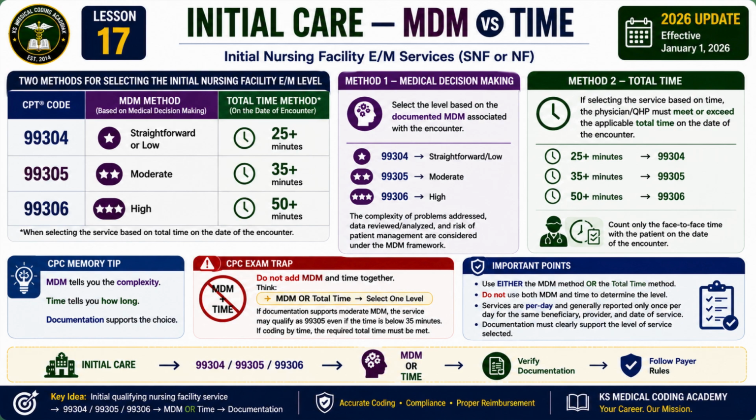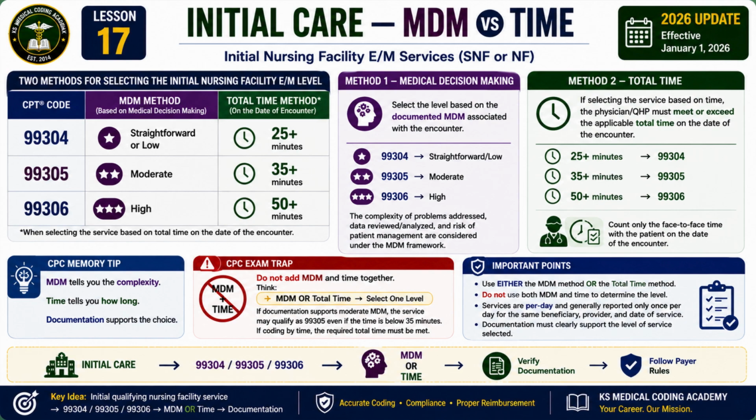And remember the memory sequence: 99304 → 25 minutes, 99305 → 35 minutes, 99306 → 50 minutes. One correction to keep our lesson accurate: total time is not simply face-to-face time. Qualifying time spent by the physician or QHP on the date of service may also count when coding based on total time. Finally, always make sure the documentation supports the selected method and level.